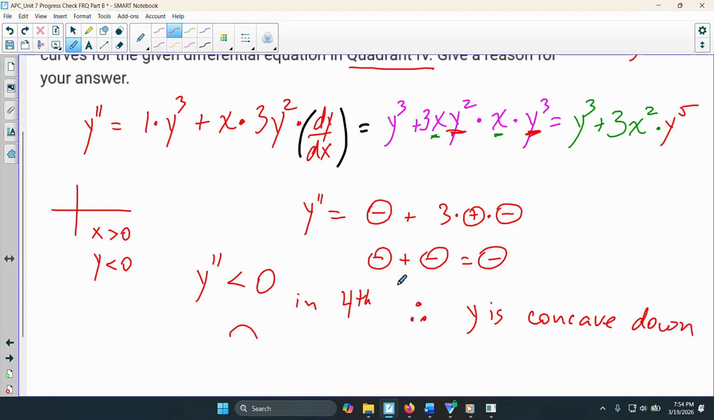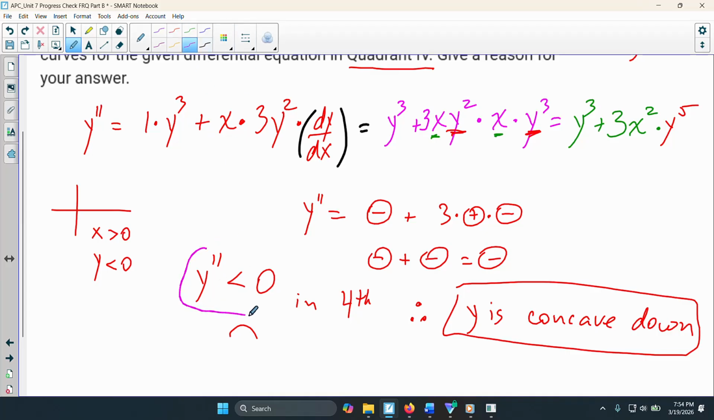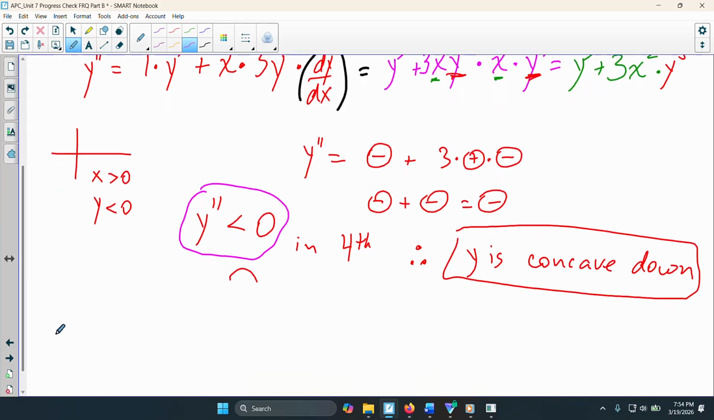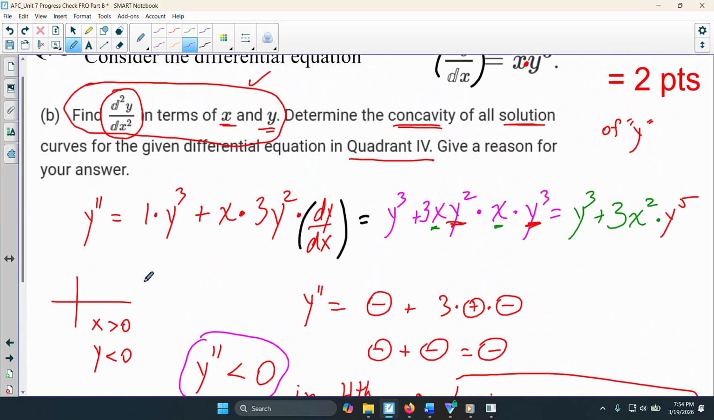Okay, and you can leave it like this, concave down. And here's your reason, right? Here's the reason for it in the fourth quadrant. Okay, so yeah, that should give you full credit. And it's only what, 2 points? Yeah. Okay. All right, next.